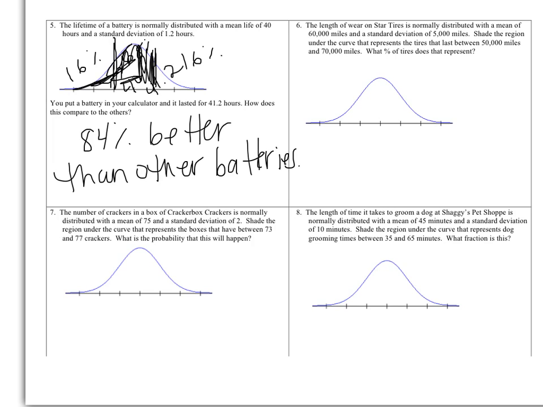So we're going to have 60K right in the middle. So I'm going to put 60K for 60,000. We're going to have 60K, and we're going up 5,000. So it's going to go 65, 70, 75.